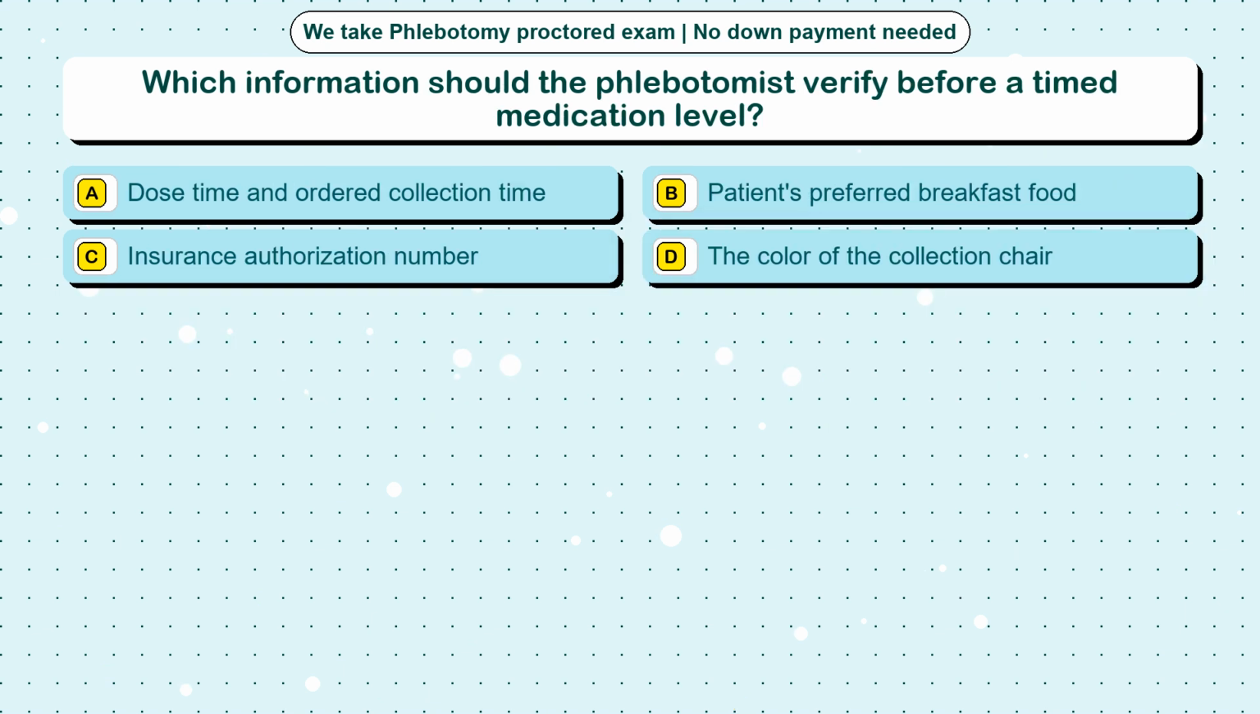Question 76. Which information should the phlebotomist verify before a timed medication level? Option A. Dose time and ordered collection time. Option B. Patient's preferred breakfast food. Option C. Insurance authorization number. Option D. The color of the collection chair.